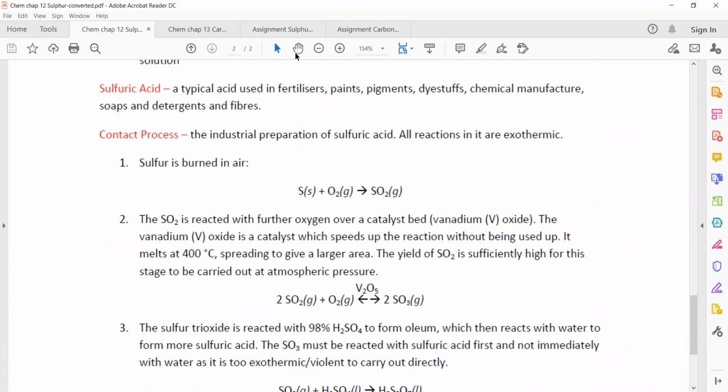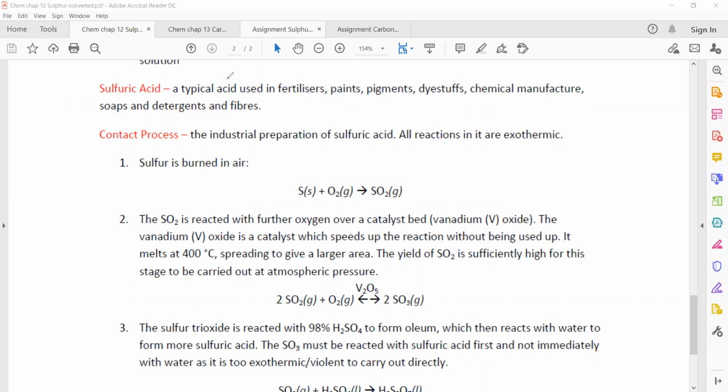So these are some uses of sulfuric acid. Sulfuric acid is used in fertilizers, for making paints, pigments, dye stuff, chemical manufacture, soap, detergent, fibers. All these things are made of or consist of sulfuric acid. So it's a very important chemical because of its many uses. How do we manufacture sulfuric acid by the industrial method? That's called the contact process. So what is the contact process?